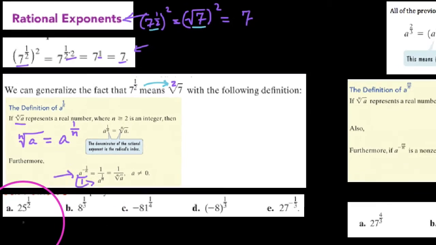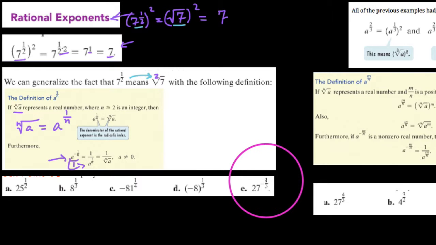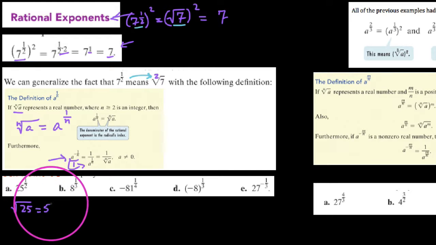So really quickly, let's take a look at evaluating these 5 expressions right here. You'll notice that all of the numerators of their rational exponents are 1. So we're going to deal with other situations next. But for right now, when I say 25 to the 1/2 power, remember that that means the same thing as the square root of 25, which is just 5. We could just say, looking at this, I get 5.